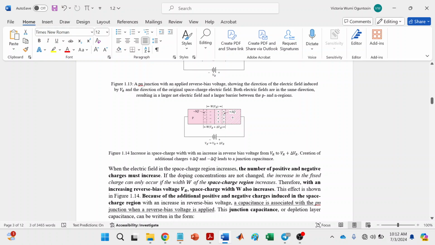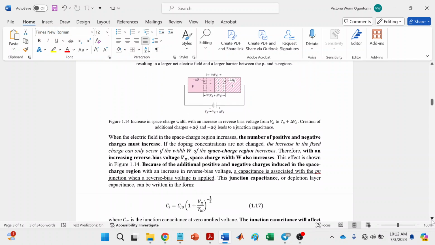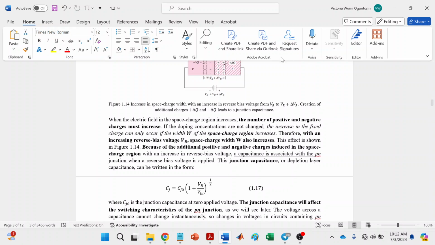So because of the additional positive and negative charges induced in the space charge region, a capacitance is associated with this space charge region when a reverse bias voltage is applied, and that capacitance is known as the junction capacitance, giving an increase in the width and an increase in the number of positive and negative charges in the space charge region.